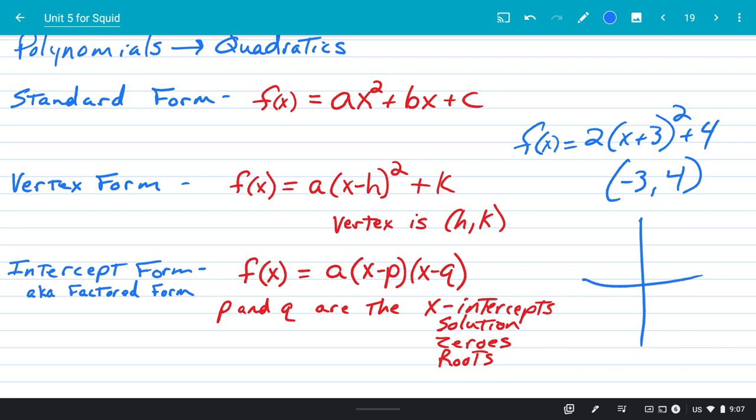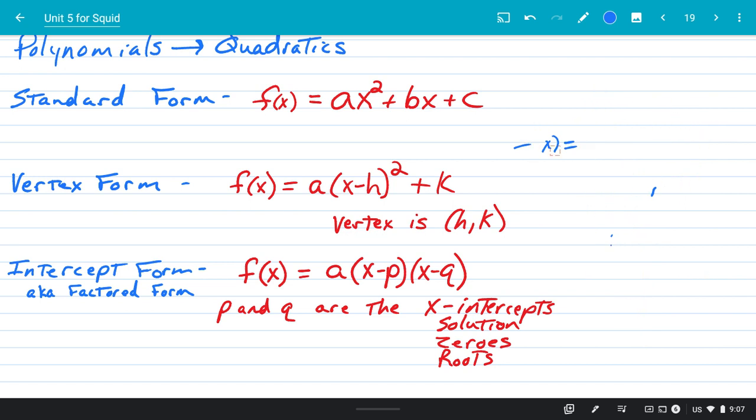Now I can plot that vertex, negative 3, 4 here, and then I can do what? I can look at my a. And from there I can go up 2 over 1, up 2 over 1, and I've graphed so simply and so easily. Yes? Oh, we like vertex form, right? We like vertex form. What about this last one?